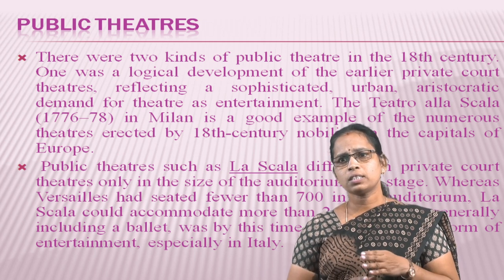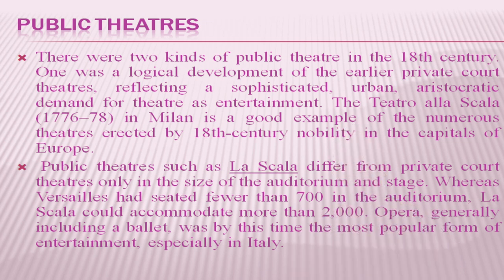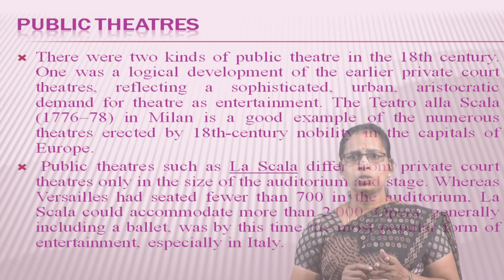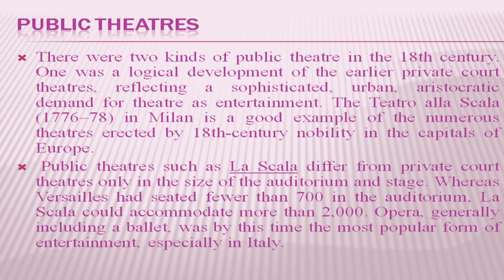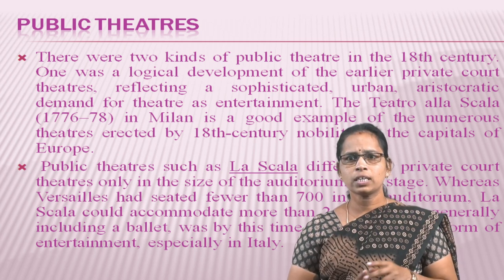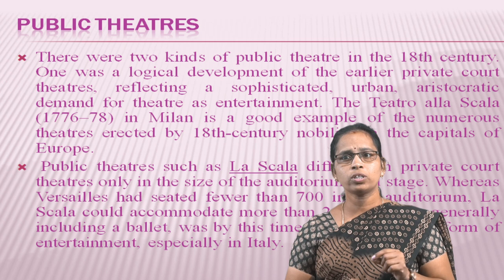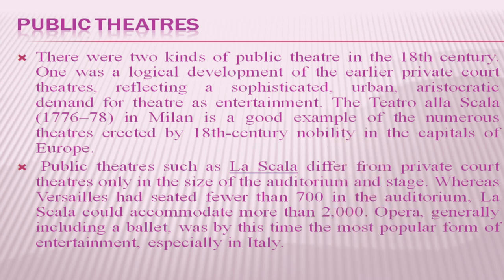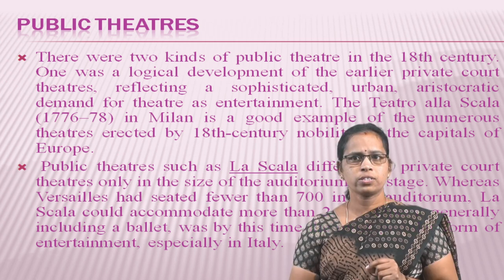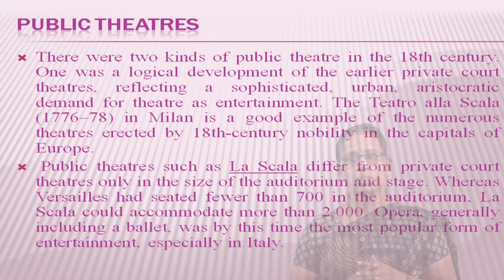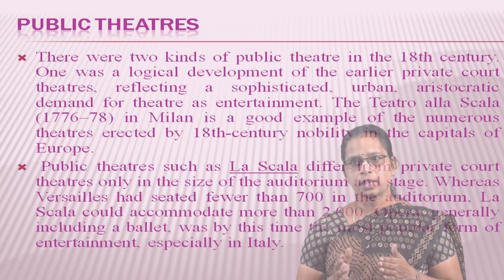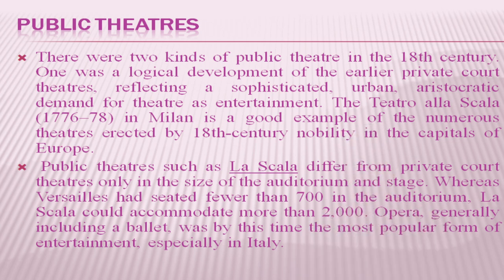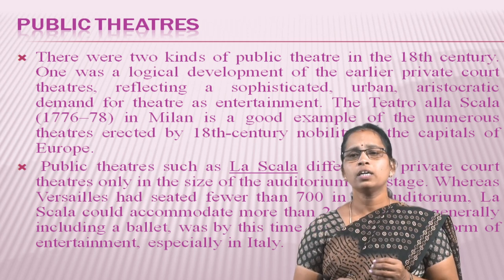The public theatres such as La Scala differ from the private court theatre only in the size of the auditoriums and the stage. Whereas Versailles seated fewer than 700 in its auditorium, La Scala would accommodate more than 2,000. The opera, generally including a ballet, was by this time the most popular form of entertainment, especially in Italy.